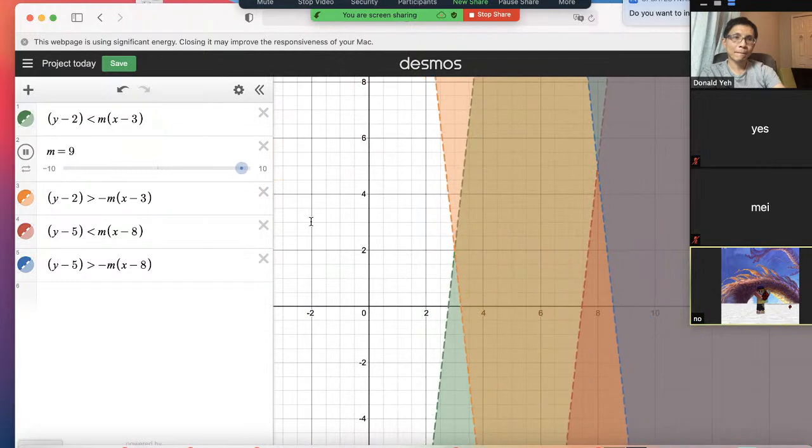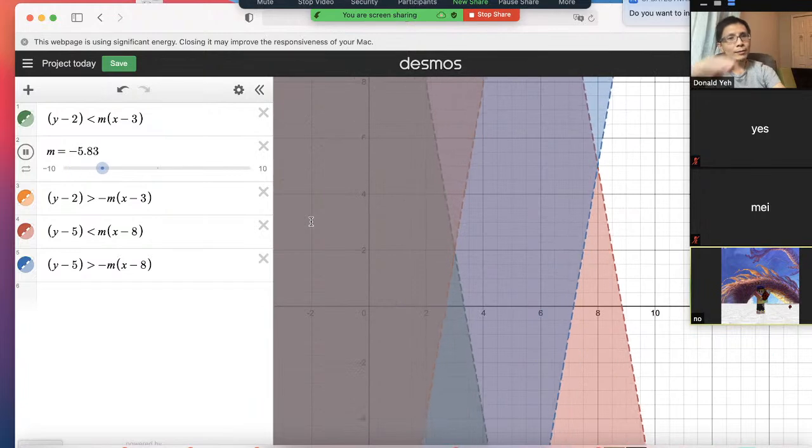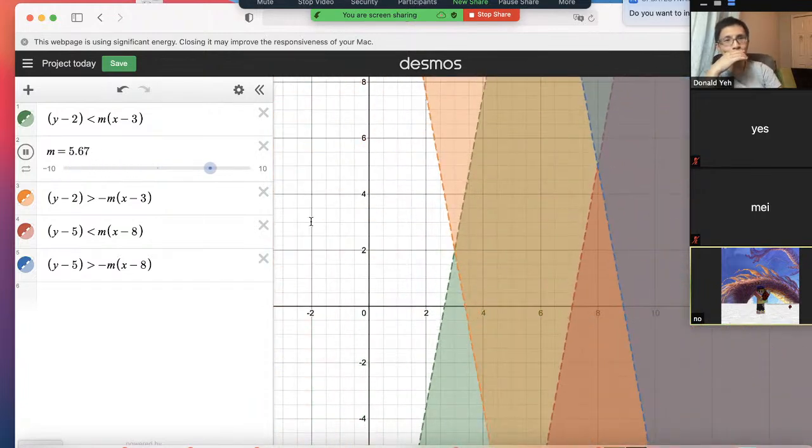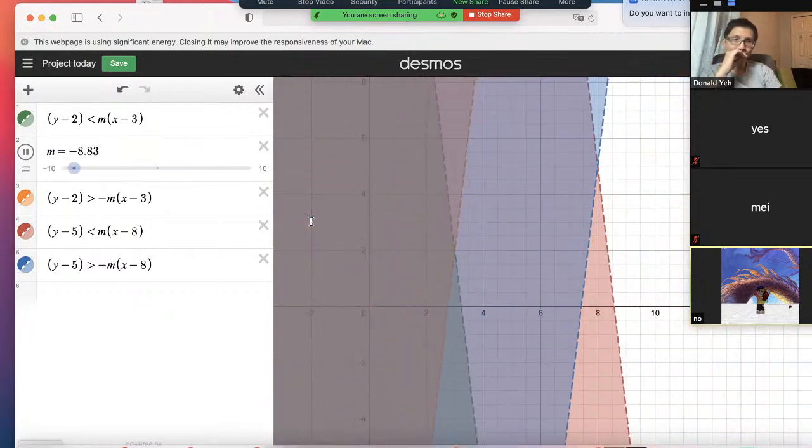The colors change because of which one's above and which one's under. Cool. I don't know. How do you decide that? It just does. Yeah, I did something.